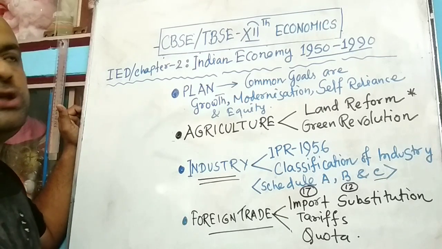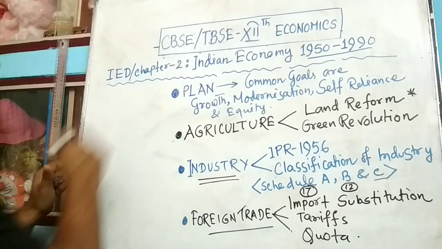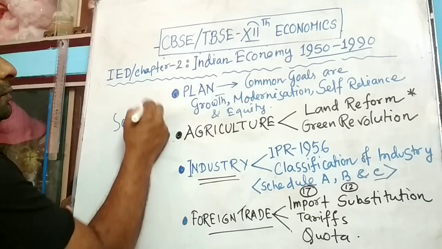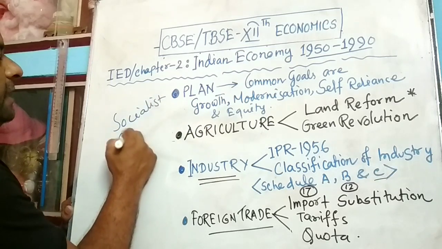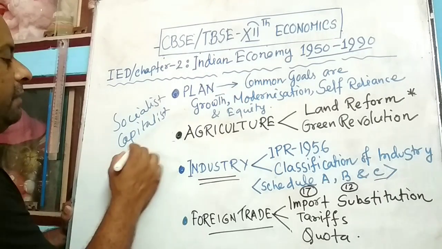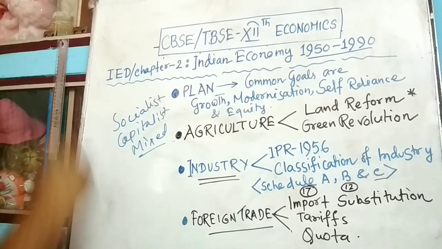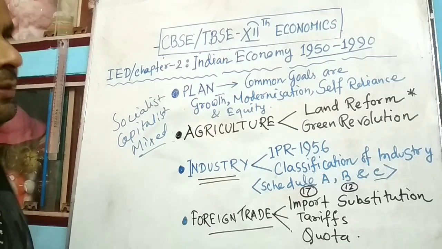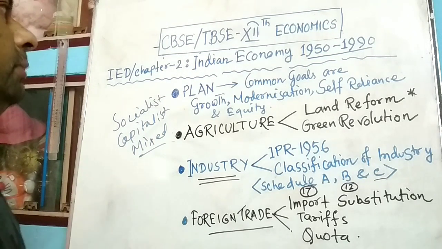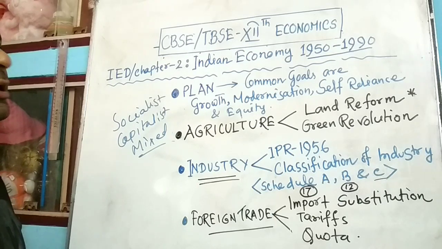There are three categories of economic system in the world. One is socialist, another is capitalist, and finally mixed economy. Based on this economic system, every country tries to solve the central problems of the economy: what to produce, how to produce, and for whom to produce. And India adopted the policy of mixed economy.